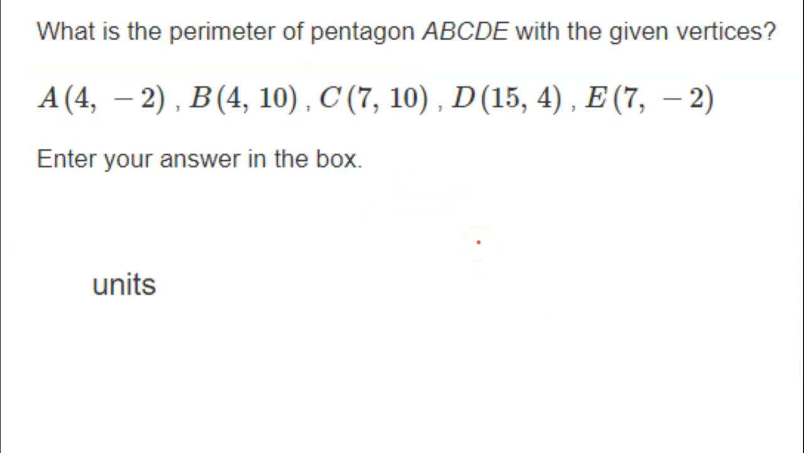What is the perimeter of pentagon ABCDE with the given vertices? Notice that this pentagon is not a regular pentagon. So you are going to need to determine each side. Another way that you can do it, we've been drawing it out, but another way that you could do it is you could say, you know what? Here's number 1 and number 2 of AB.